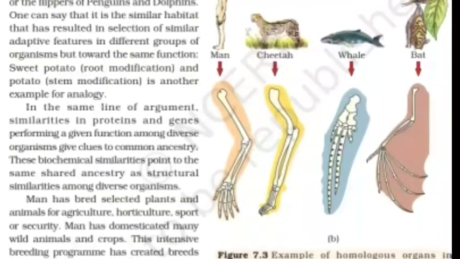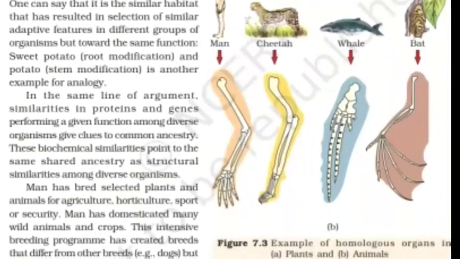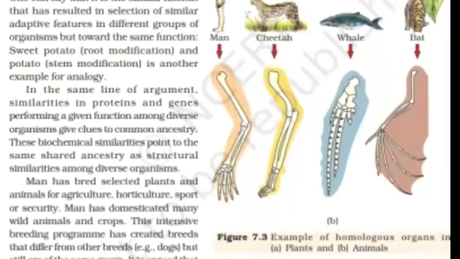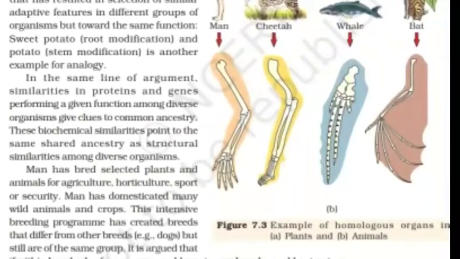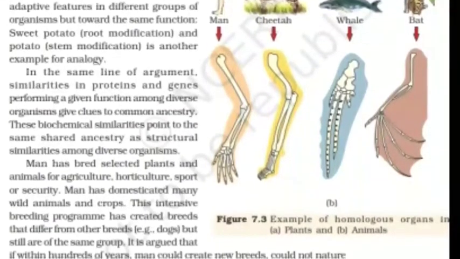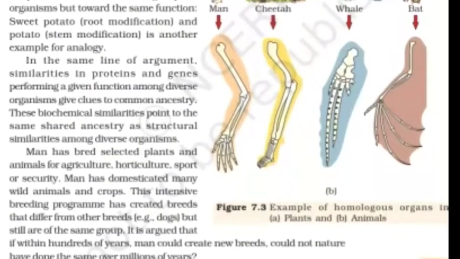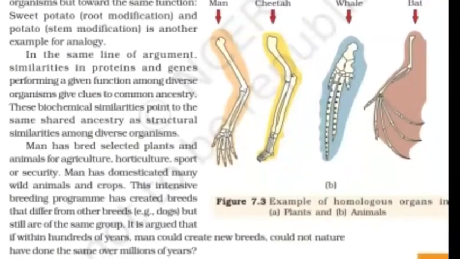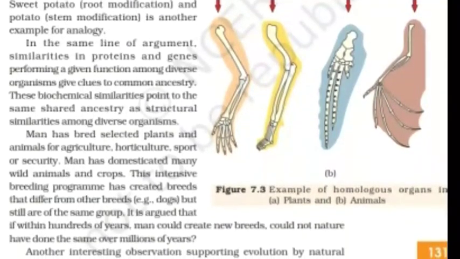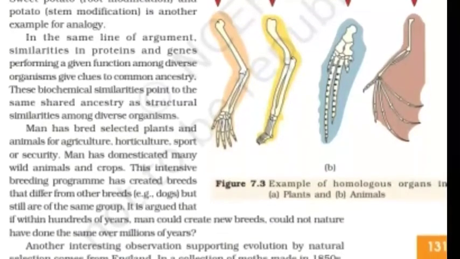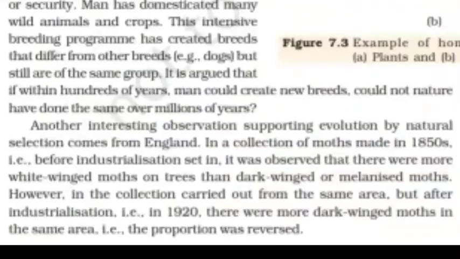Man has bred selected plants and animals for agriculture, horticulture, sport or security. Man has domesticated many wild animals and crops. This intensive breeding program has created breeds that differ from other breeds but still are of the same group. It is argued that if within hundreds of years man could create new breeds, could not nature have done the same over millions of years?